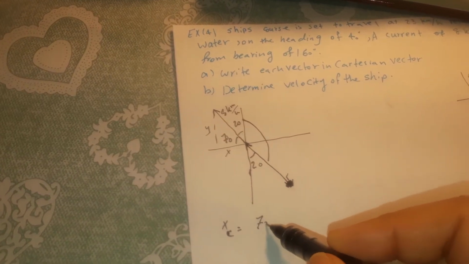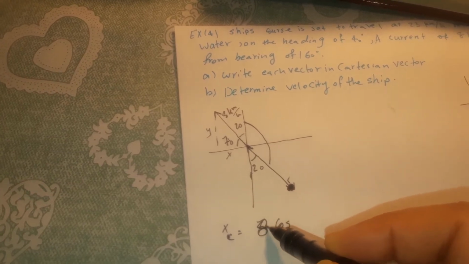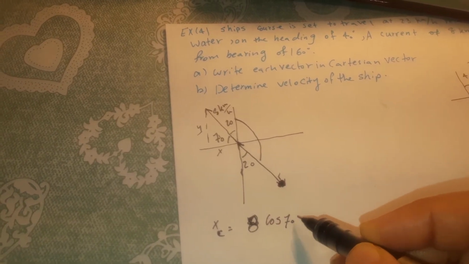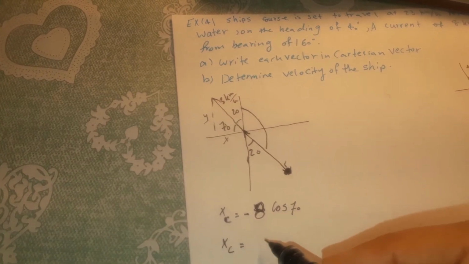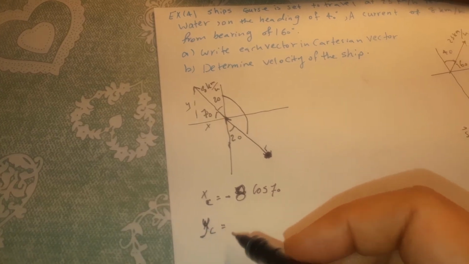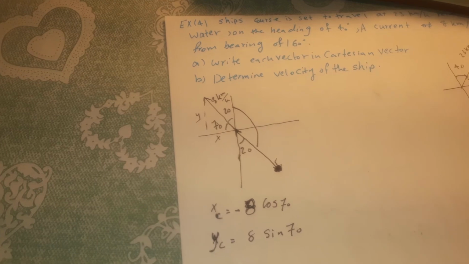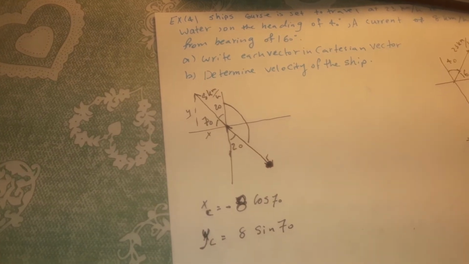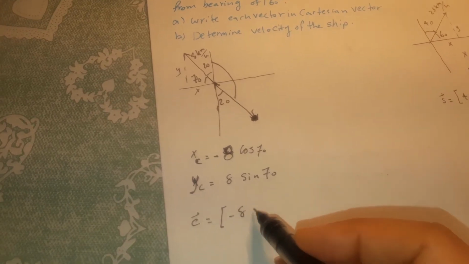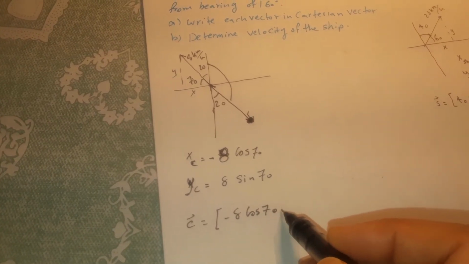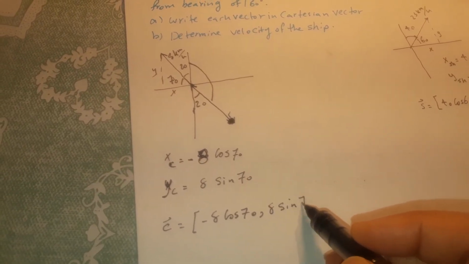It's the magnitude, 8, times the cosine of the 70 degrees. Since the x component is negative, I put a negative here. And the y component of the current is going to be 8 sine of 70. So for vector C, the current, the x component is negative 8 cosine of 70, and the y component is 8 sine 70.